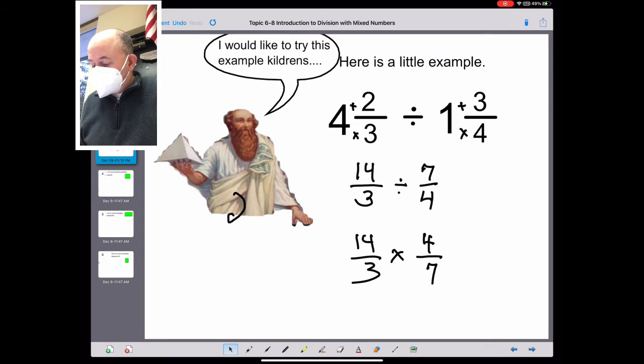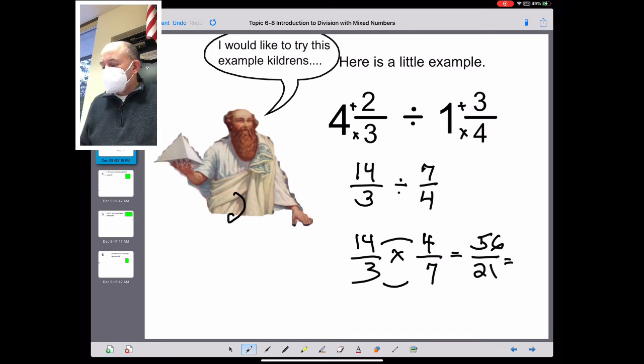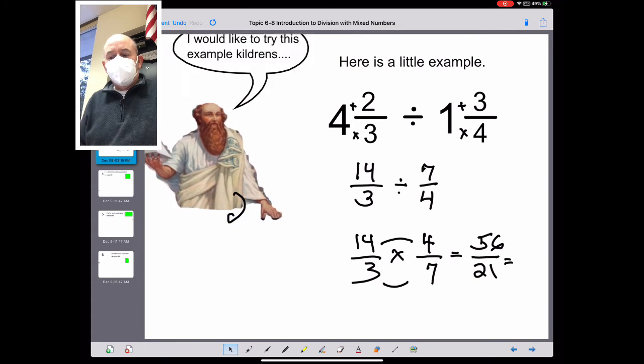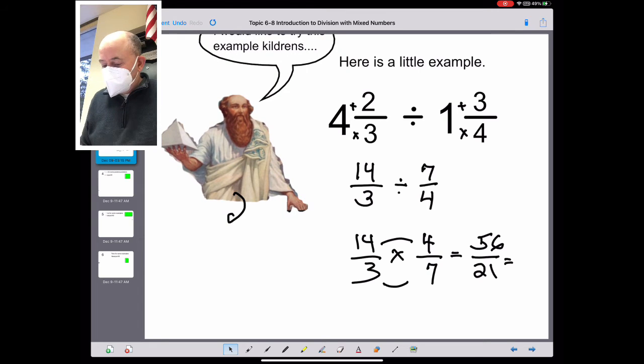Oh, okay, all right, well, anyways, 14 times 4 is 56, and 3 times 7 is 21. Ooh, we have an improper fraction. What should we do now? No, you have to make it into a mixed number, yes. Oh, okay, we can do that.